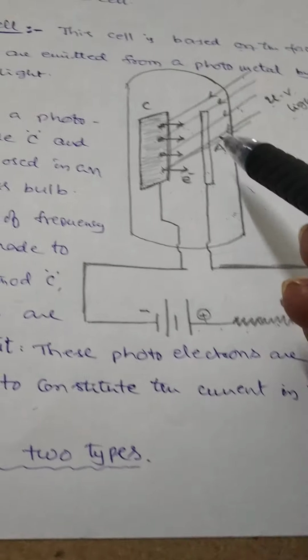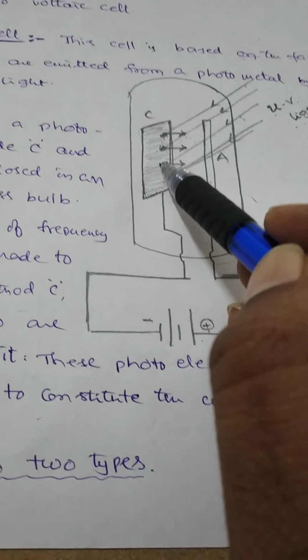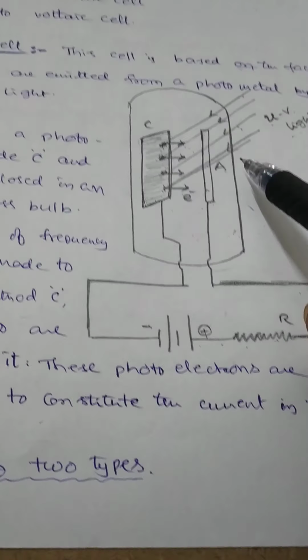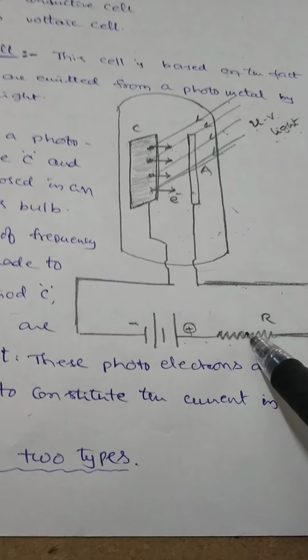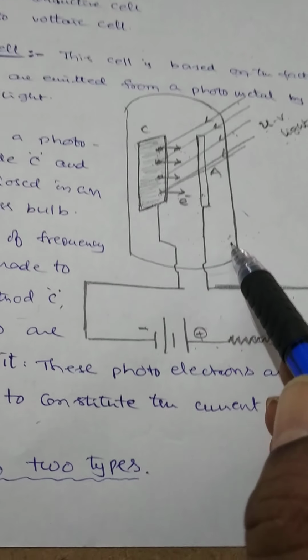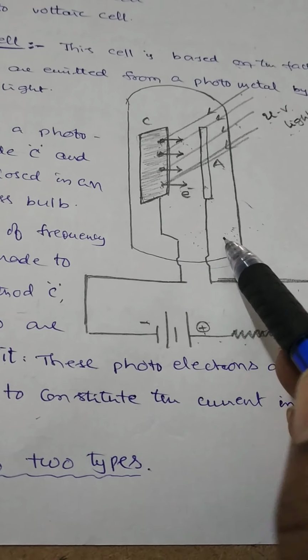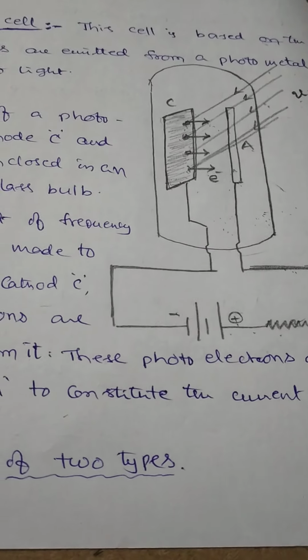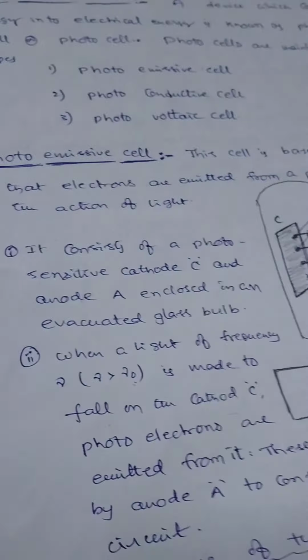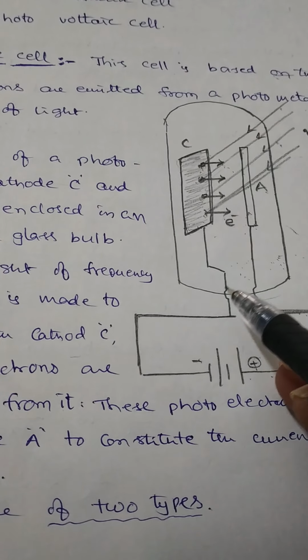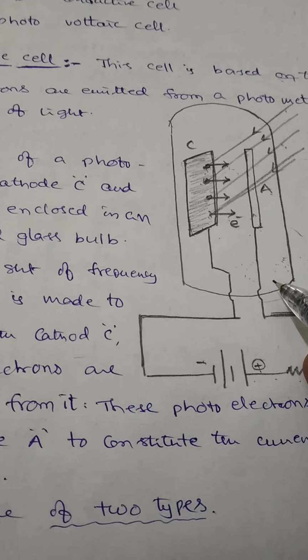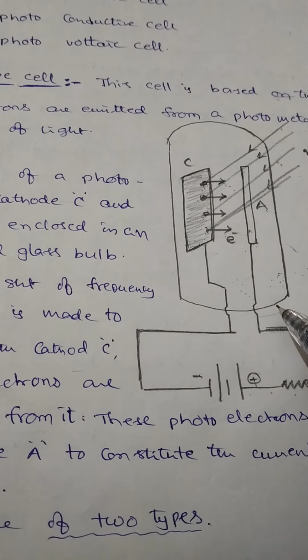In this case, the intensity of incident light is directly proportional to photoelectric current. On increasing the intensity, photoelectric current increases, photoelectrons also increase. So in vacuum type photoemissive cells, photoelectric current is directly proportional to the intensity of the incident light. Generally the vacuum type cells are used in photometry and also in televisions.